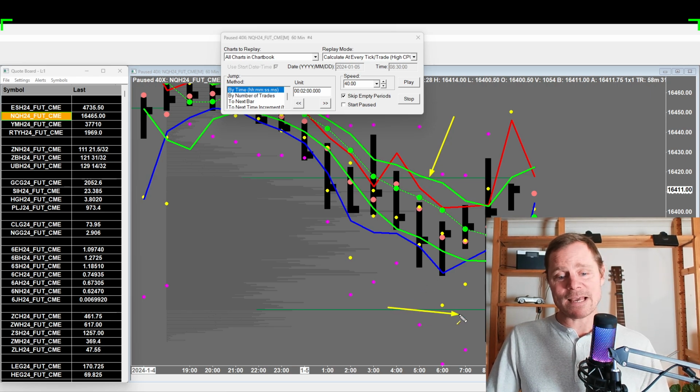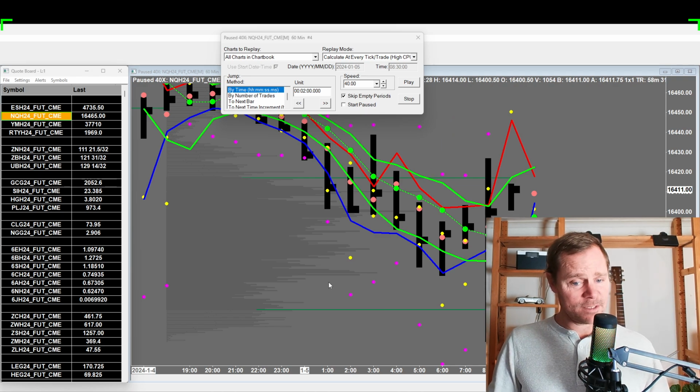So that's a nice move right there on the NASDAQ from 16,350 back up to 16,420. That's 70 points, $20 a point. That's $1,400 per contract there on the NASDAQ futures contract, just by reading the volume profile and how price is reacting to the volume profile. So keep that in mind.